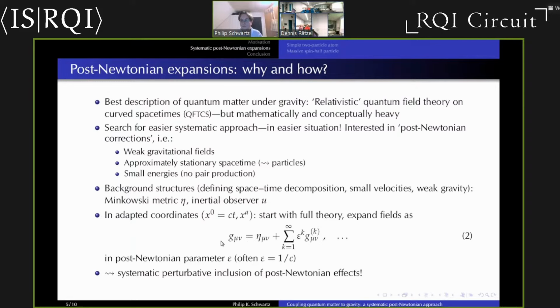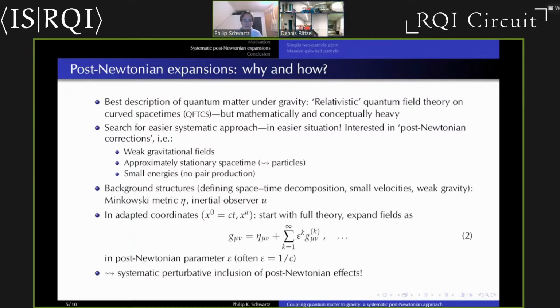For example, for the metric, we would start with the Minkowski metric, and then we just have a power series expansion with some coefficients, and we do this for all the fields appearing in the theory that are important for us. And then by expanding the equations of the theory and comparing coefficients, we get equations at each order of epsilon. At leading order, so at epsilon to the 0, we get the Newtonian theory, and then at higher orders we get more and more precise post-Newtonian effects of the theory.